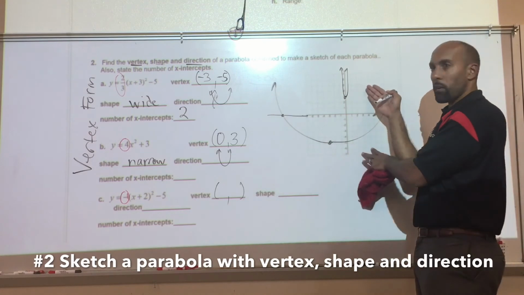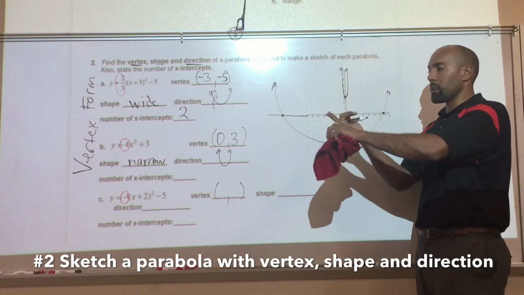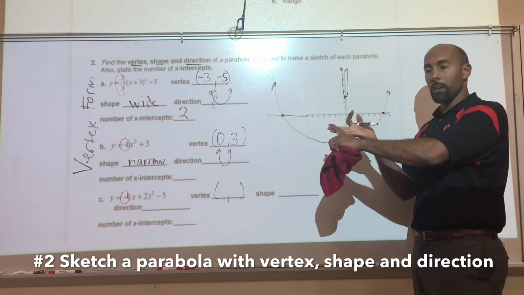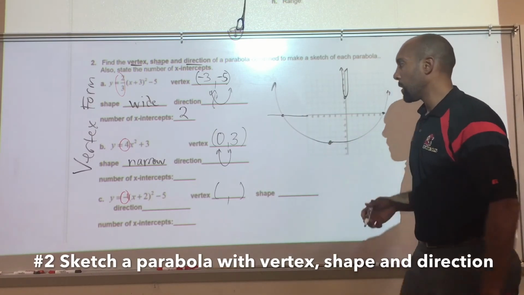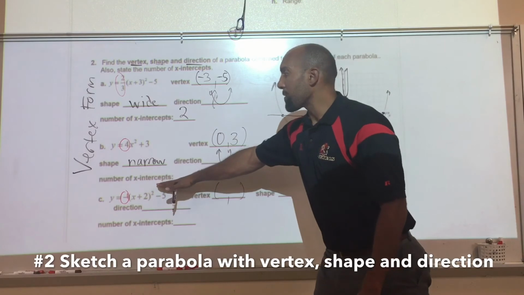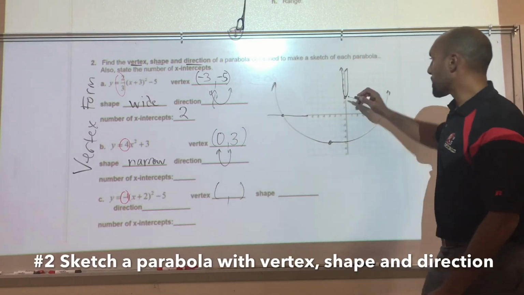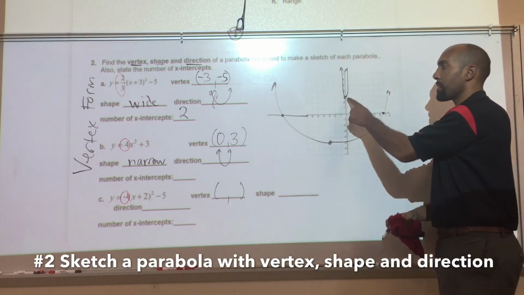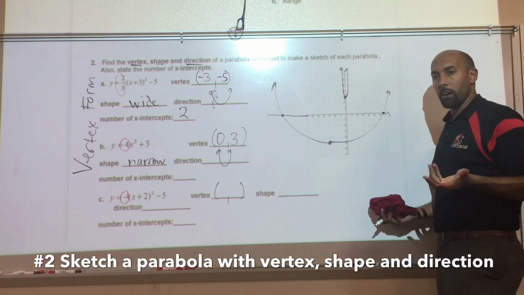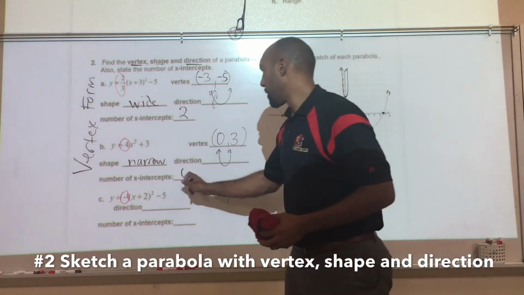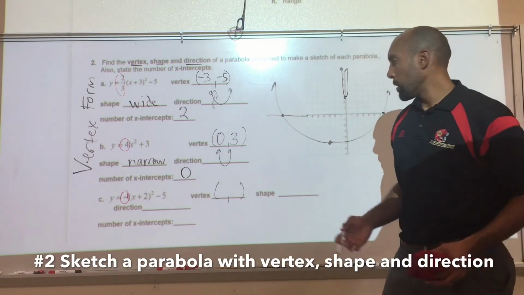Because you're going to get 3 different graphs. One is going to be wide, one is going to be narrow, and one's going to be normal size. Just make sure we can see the difference between the 3. All right, so now, number of x-intercepts. This graph goes up, and the vertex is above the x-axis. It's never going to touch that line, so there are none. There are 0 x-intercepts.